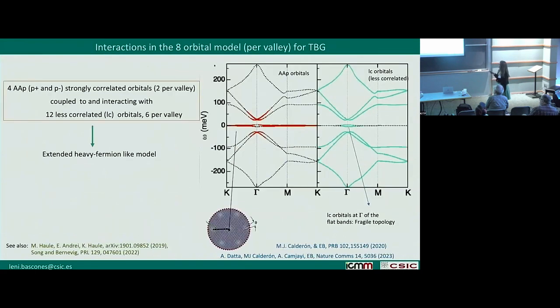So then what one can do is treat twisted bilayer graphene by separating two kinds of orbitals. There are some orbitals that are going to be very strongly correlated and that account for most of the flat bands, except at gamma. This is what has been related in twisted bilayer graphene to the so-called fragile topology. And there are some other orbitals which are coupled to these flat orbitals through hybridization and through interactions, and they are also interacting among themselves. So we are going to separate very strongly correlated orbitals and less strongly correlated orbitals, but all interacting. So this is a kind of extended heavy fermion-like model.